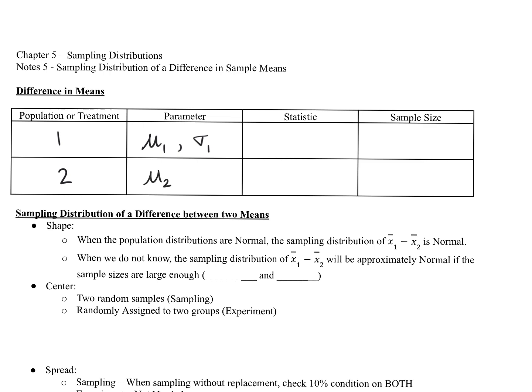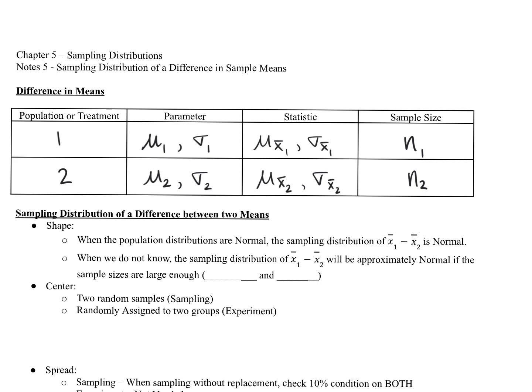And then the second group will have its own mean and standard deviation, which then means we'll have our two test statistics, mu sub x1 bar and sigma sub x1 bar, and then mu sub x2 bar and sigma sub x2 bar. And then we'll also have our sample sizes N1 and N2. So we have to check our conditions for a difference between two means.